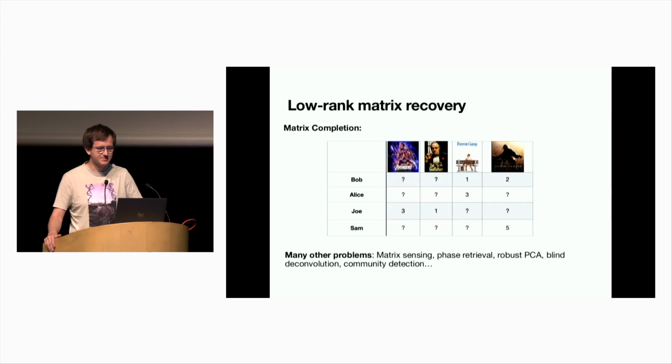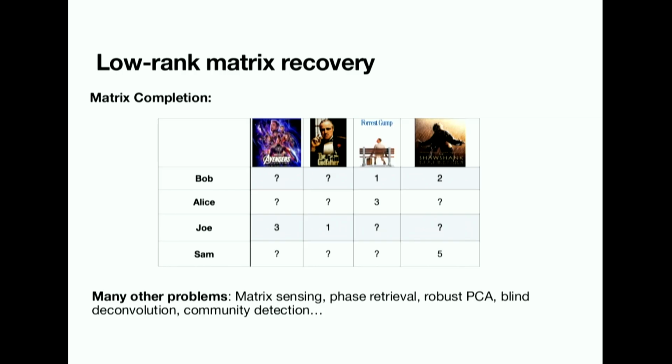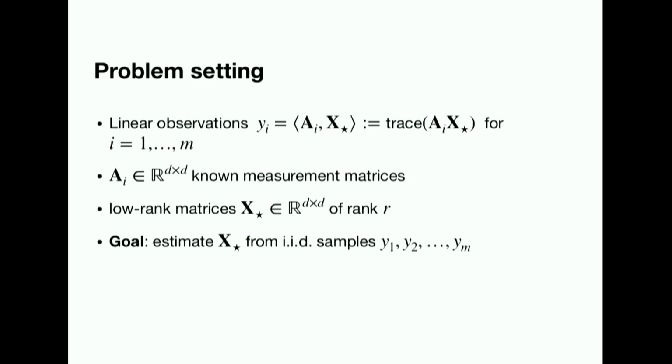So yeah, this talk is about low-rank matrix recovery. To think of an example, think of matrix completion, where you're given a few entries of an unknown matrix, which is low rank, and you try to complete this matrix. Low-rank matrix recovery, of course, appears in many other applications, like phase retrieval, robust PCA, and blind deconvolution.